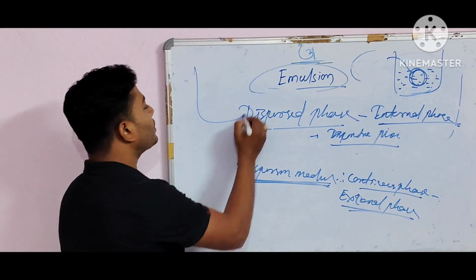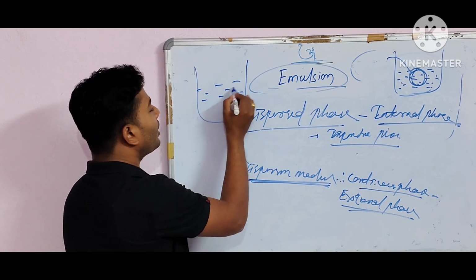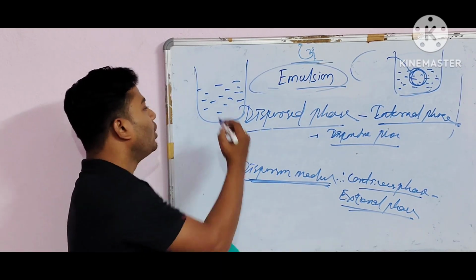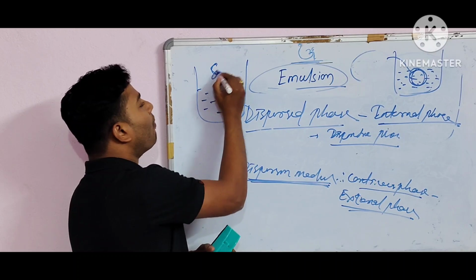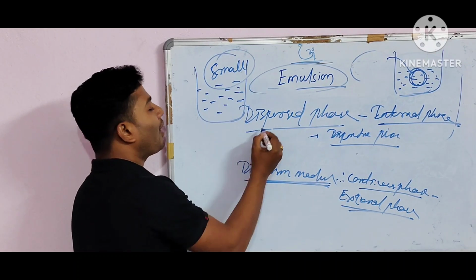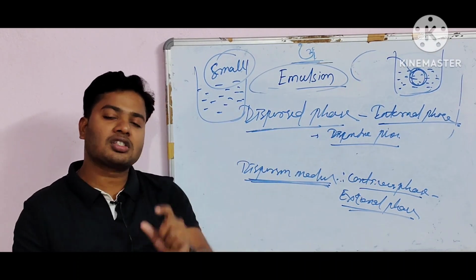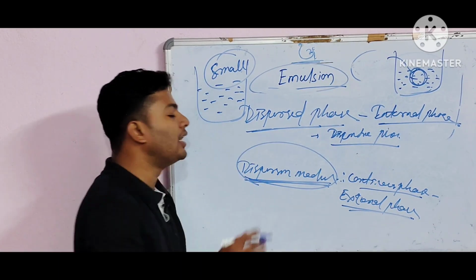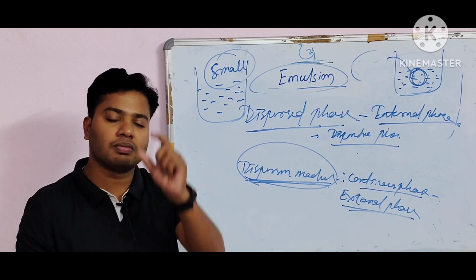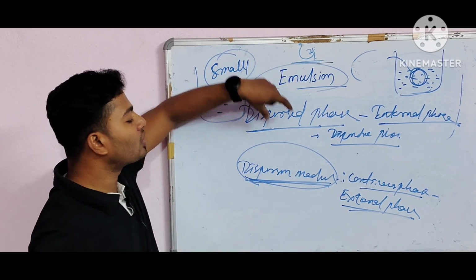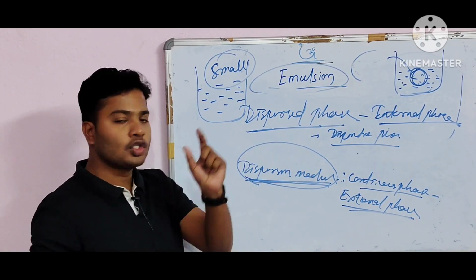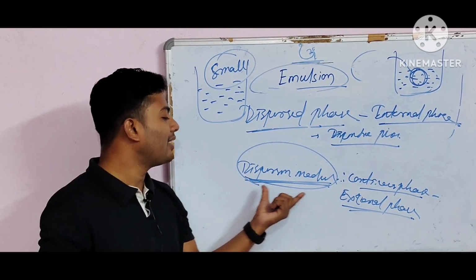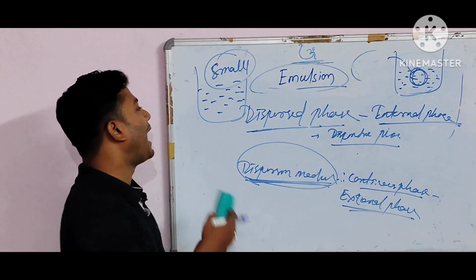In an emulsion, simply you can say those substances present in small amount are known as the dispersed phase. And those substances present in large quantity are the dispersion medium, because the small quantity is dispersed in the dispersion medium. So the small quantity is known as dispersed phase and the large quantity is known as dispersion medium. Now come to another point.